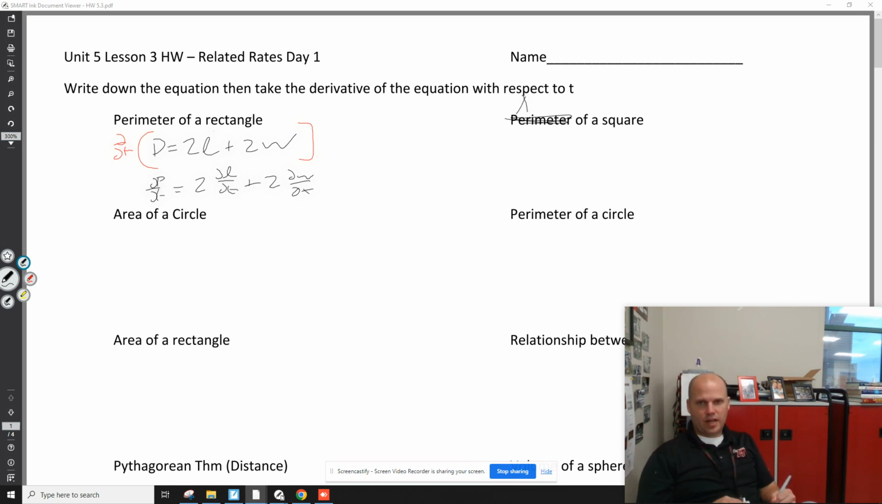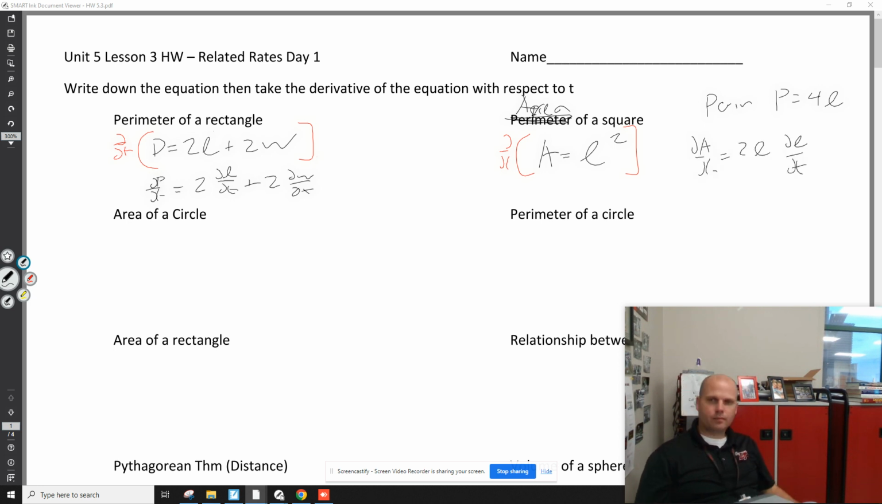I'm going to change this to an area of a square. A square's area is a length squared. Perimeter of a square would be 4 times my length. But taking the derivative of this, dA/dt equals 2L dL/dt. Some things to know.